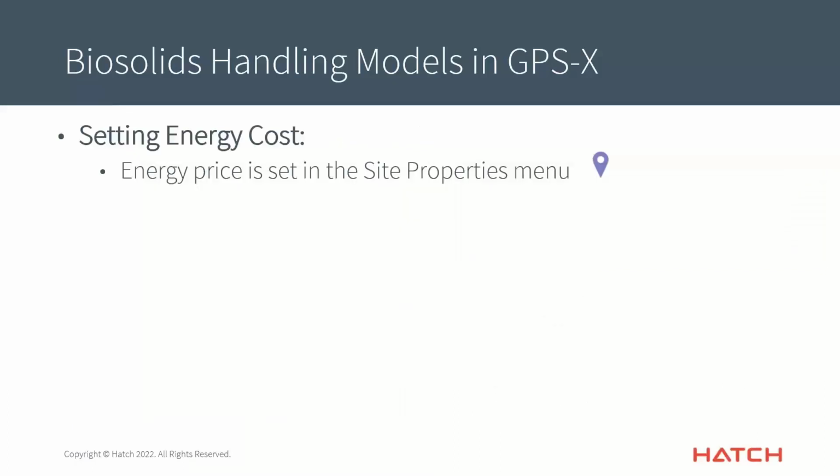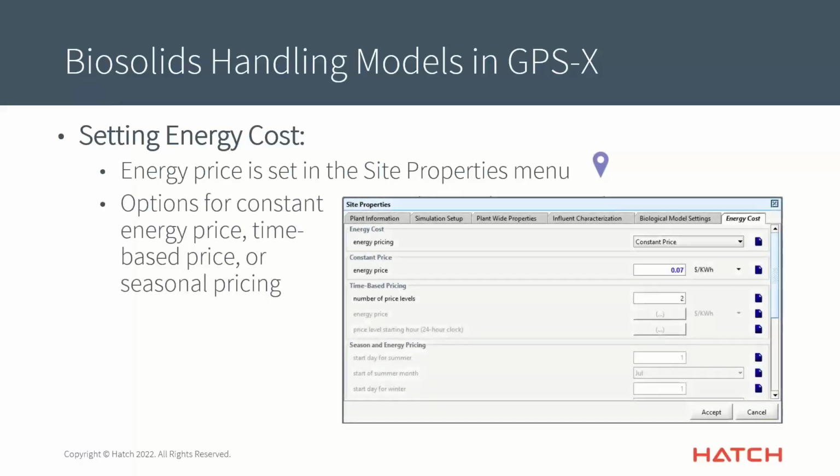Okay, and the very last thing that I want to mention is setting the energy cost. What is the dollars per kilowatt hour, for example? So the energy price is actually set in the site properties menu. It's this little pin button in the upper left-hand corner of your drawing board, and it opens up this menu. You may have come here before to maybe set your simulation time or adjust the plant-wide properties where you set the plant temperature and elevation and whatnot. The very far right, energy cost here.